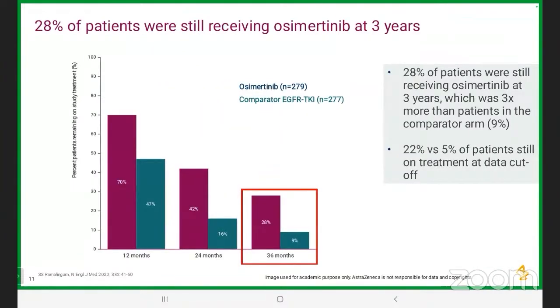So at the completion of 3 years and beyond it, 28% of the patients were still receiving osimertinib, compared to only 9% in the standard of care arm. That was the previous TKIs, that is gefitinib and erlotinib. So this is something that was significant at the end of the 3 years.